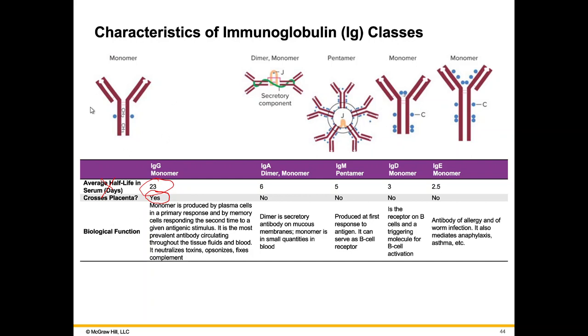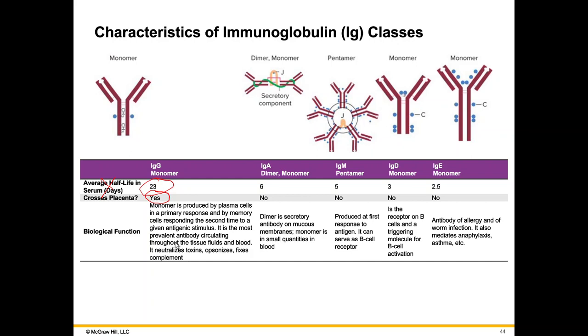So this IgG complex is produced by those plasma cells or B cells in response to any kind of stimulation, and it also helps by using memory cells responding to the second time of any kind of antigenic stimulus. So this is basically the most common type of antibody that circulates in our system, and it can do all kinds of different things that we talked about in that previous slide, where we saw the opsonization, neutralization of toxins, and so on.